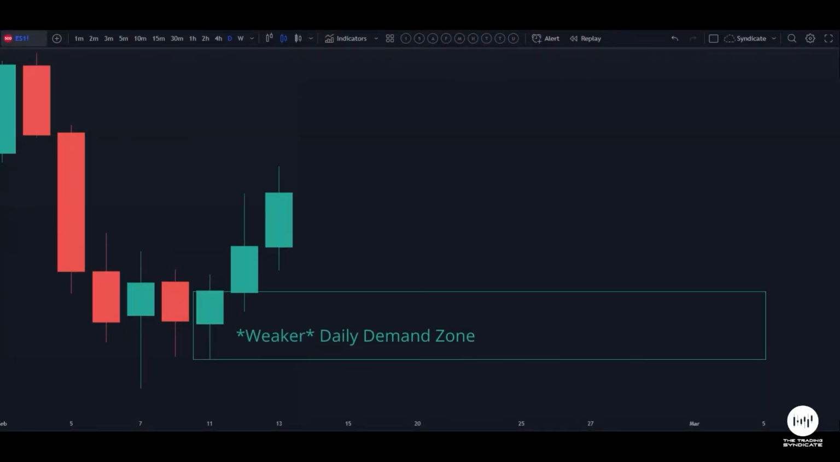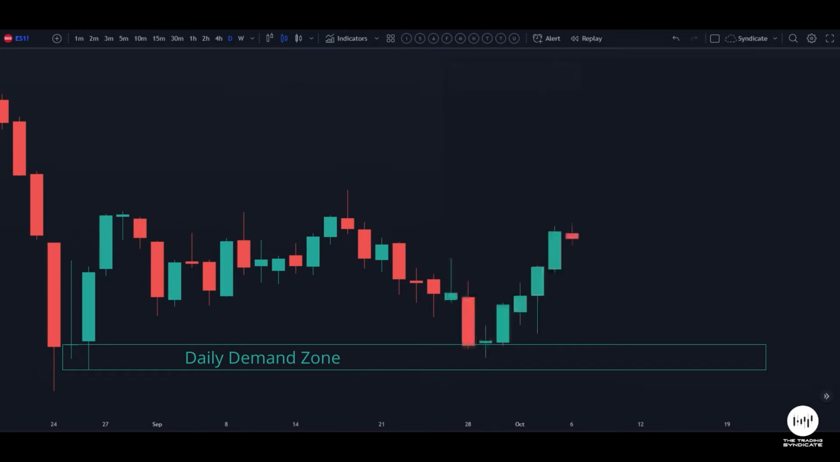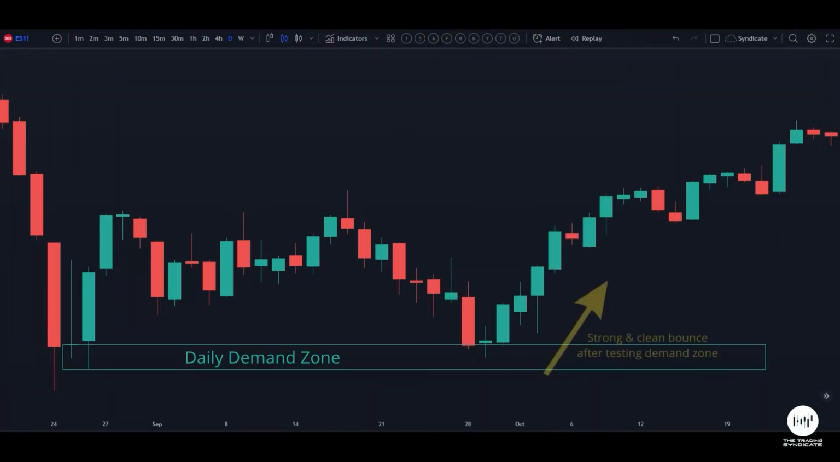To avoid confusion, we'll label the second demand zone as the weaker daily demand. First, on the stronger example here, watch how as price re-entered this zone, there was a sharp and strong bounce that occurred off of this level. Following the bounce, there was a very clean move to the upside as well.